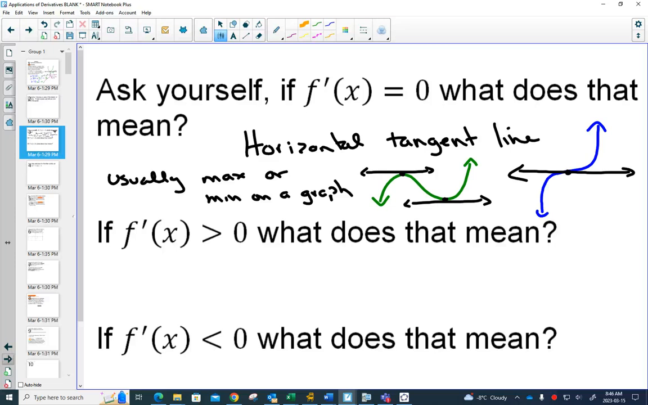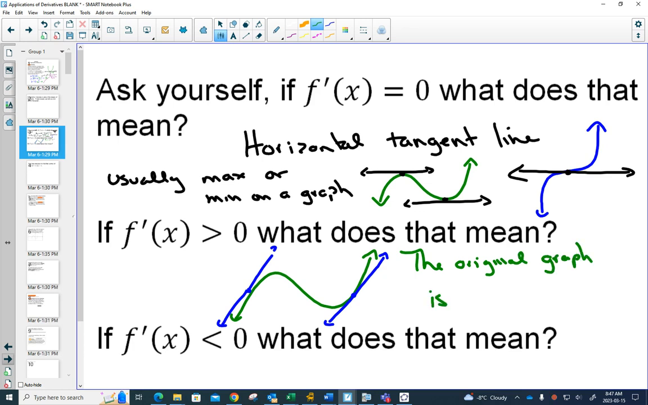If the derivative is greater than 0, okay? So if I have this same green graph that I drew before, I could pick some points on here where I draw tangents where the slopes are positive. Remember, positive slopes rise from left to right. So if my derivative is greater than 0, if my slopes are positive, what does this tell me? Can you see that you are going to get positive slopes all the way up to the maximum?